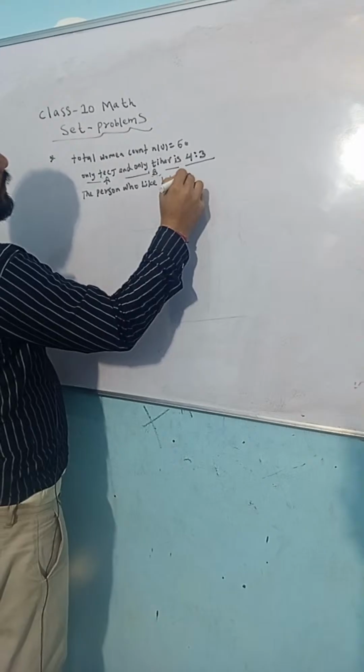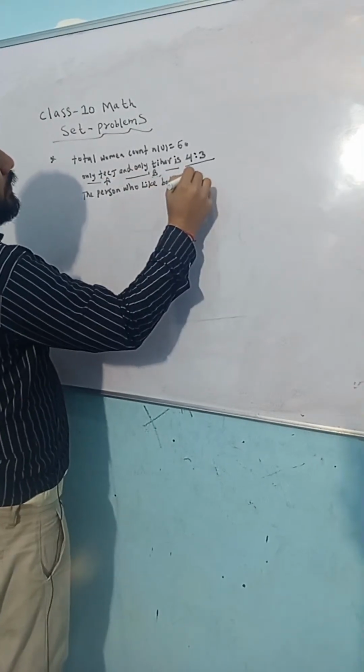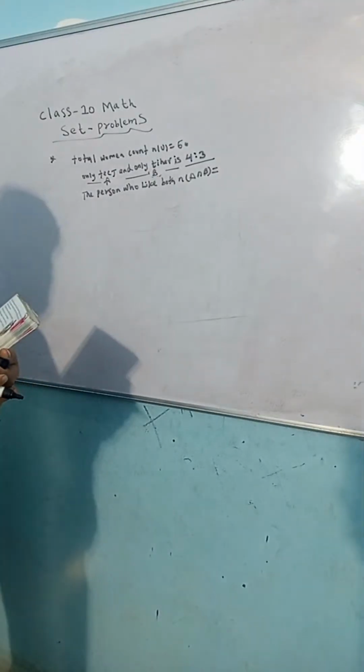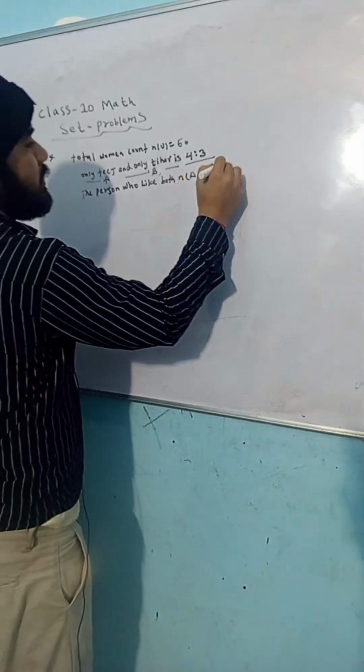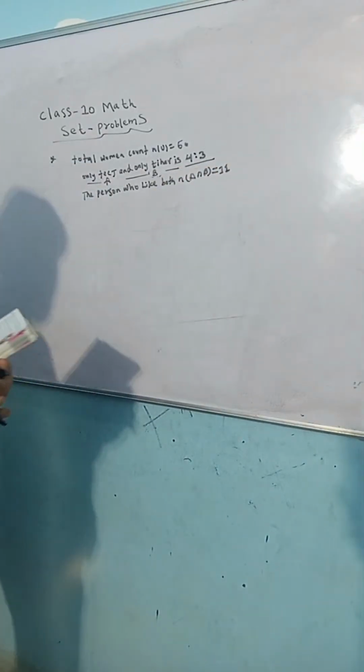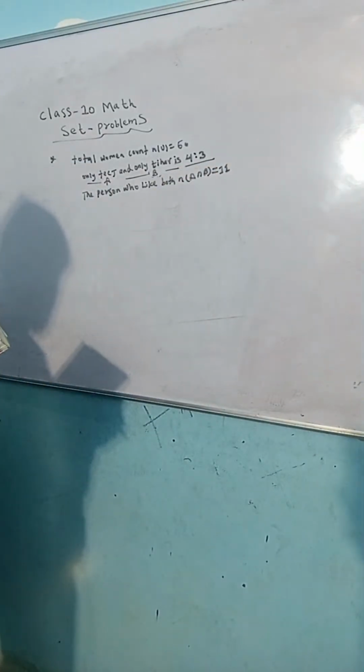So a intersection b, who like both, is given here as 11 persons. 11 persons like both, guys. And there are no women who don't like both of them.